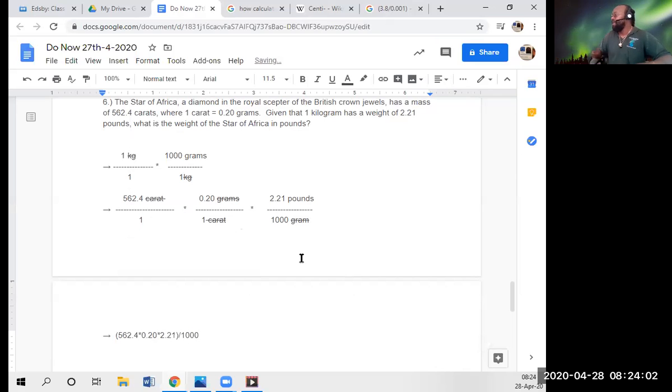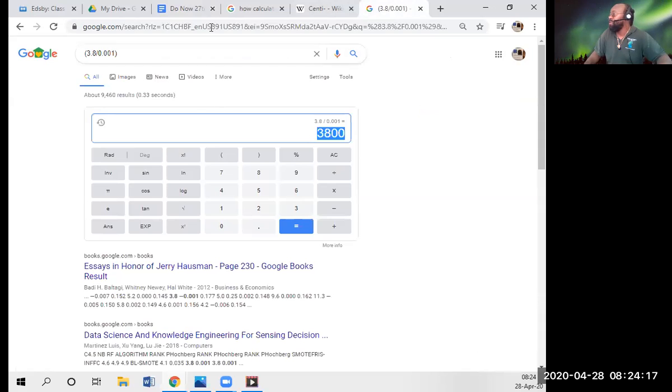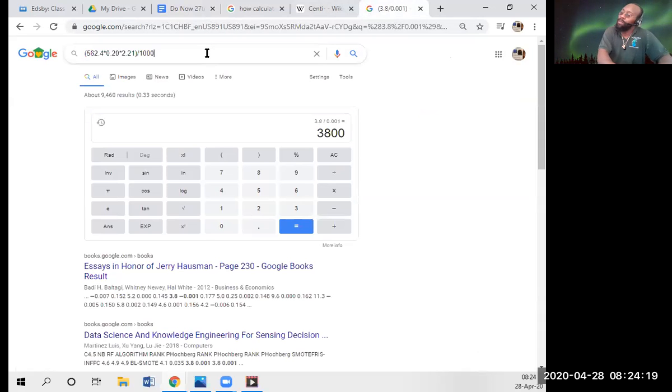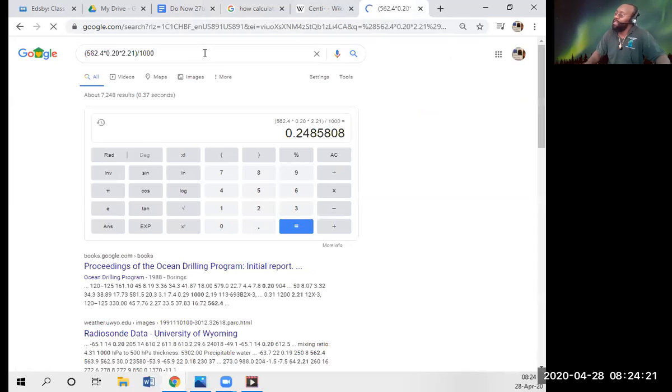And let's not forget, all the things that are crossed out are no longer there, but only what's left, which is how we know we did the problem correctly, is pounds. So let's let Google help us out real quick. Take this and copy it. And I'll put this in the trusty Google calculator. And it gives me that.